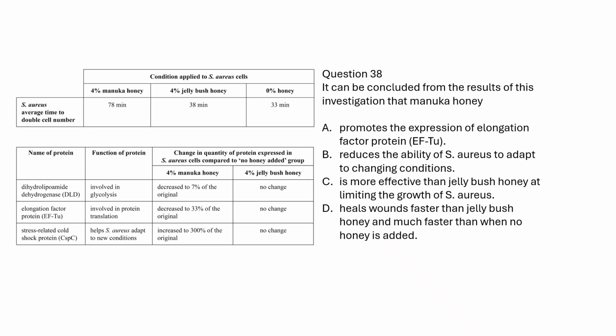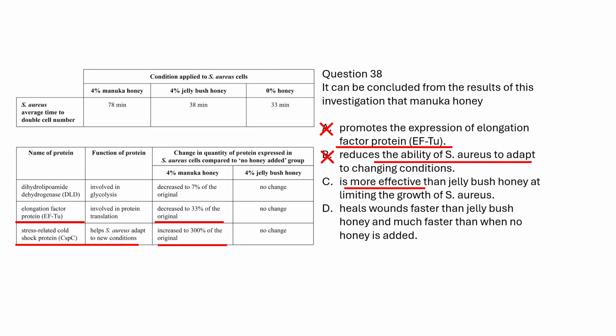Option A. It states that Manuka increases the level of EF2. However, the table shows that Manuka decreases the level of EF2. Option B. It states that the ability of S. aureus to adapt to changing conditions is reduced by Manuka. This ability is related to CSPC, which the table shows is increased by Manuka. Therefore, Manuka enhances this ability, contradicting the option.